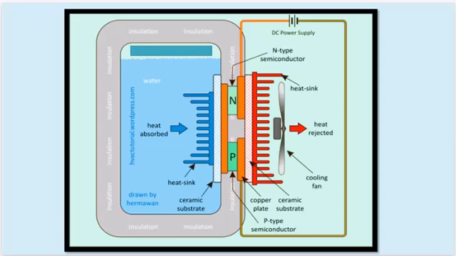The heat absorbed by the N-type semiconductor is carried by electrons, which migrate towards the P-type semiconductor due to the applied voltage. These electrons collide with atoms in the P-type semiconductor, releasing their energy as heat. The heat is then dissipated to the environment through the heat sink and cooling fan. The ceramic substrates and copper plate enhance the heat transfer process. The insulation prevents heat loss to the surroundings and ensures efficient operation of the tech.